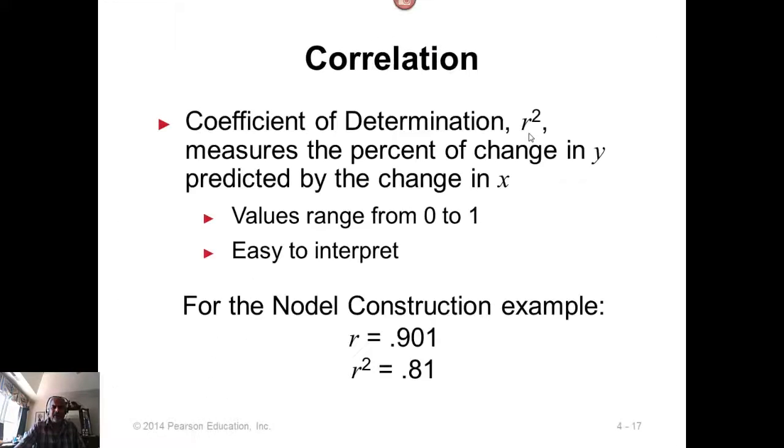When you take that correlation and square it, what you get is called the coefficient of determination. The coefficient of determination is a value between 0 and 1. The closer to 1, the better the fit is. The line represents the actual values much better if r squared is closer to 1.